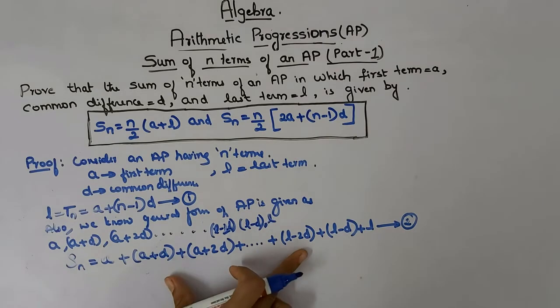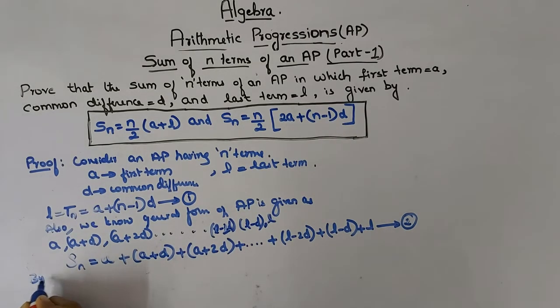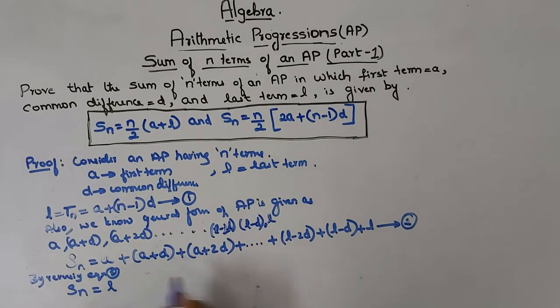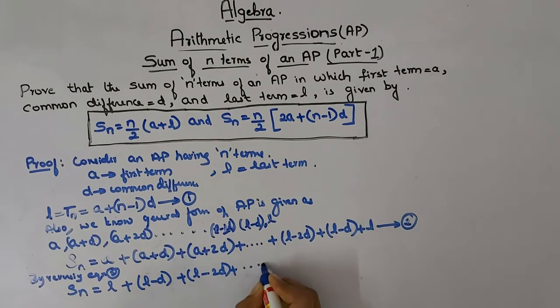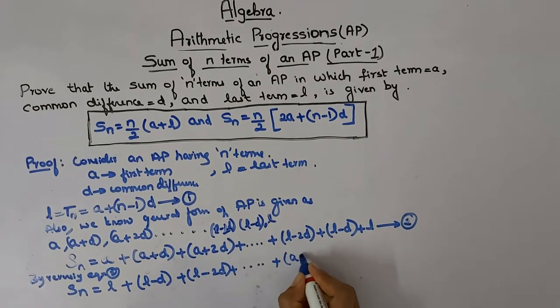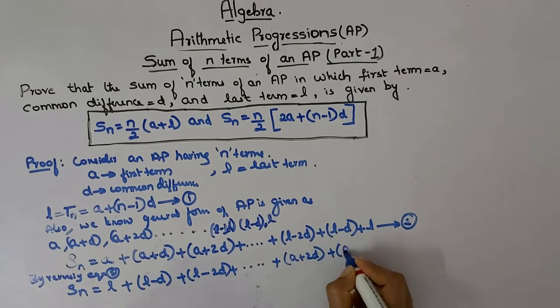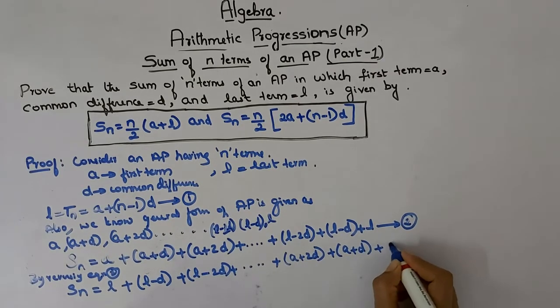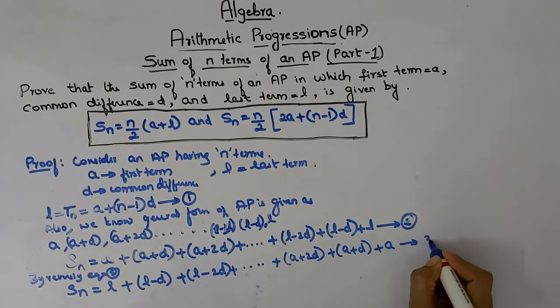Now let's simply reverse equation 2. By reversing equation 2, we have Sn is equal to, first let's write this l term, plus this term, l minus d, plus l minus 2d and so on. Let's write this term here, a plus 2d plus a plus d plus a. Let's take this as equation 3.